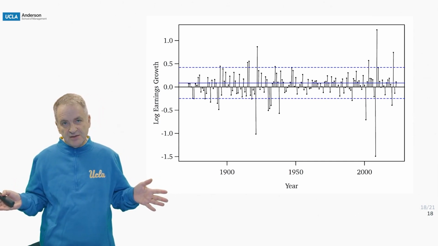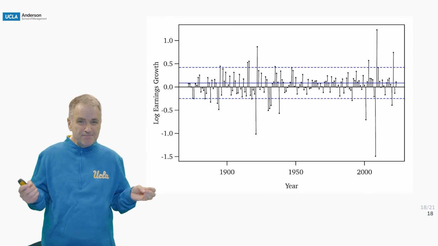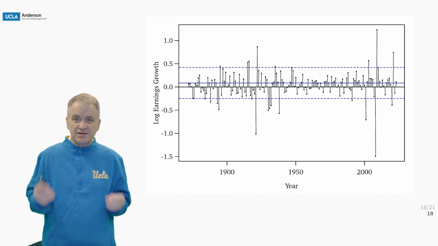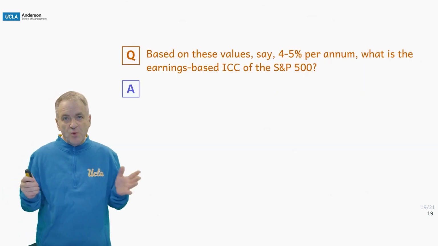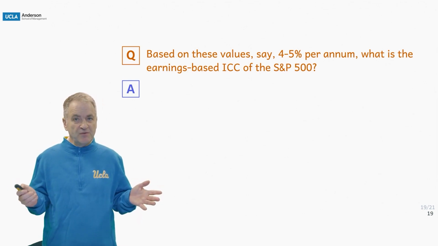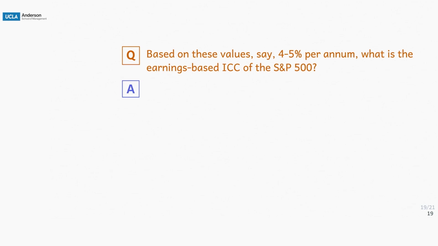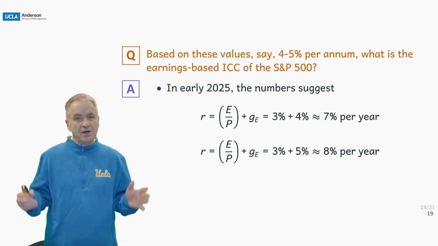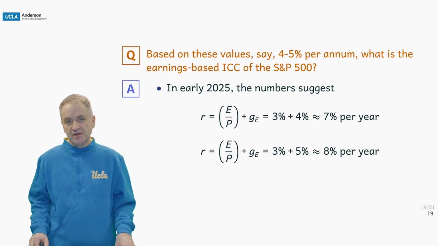It's very highly unpredictable. And of course, in the formula, I need a good number for the growth rate of earnings year to year. But I really don't have a great number because this is so darn noisy. But if I presume that history is a good guide as to the growth rate of earnings, what I should get is 4 to 5% per year. What is the earnings-based implied cost of capital for the S&P 500? And remember, if you go back, we had about a 3% earnings yield. Please pause this video now, answer the question on a piece of paper, and then continue. So in early 2025, these numbers suggest a rate of return of around 7 to 8% per year.